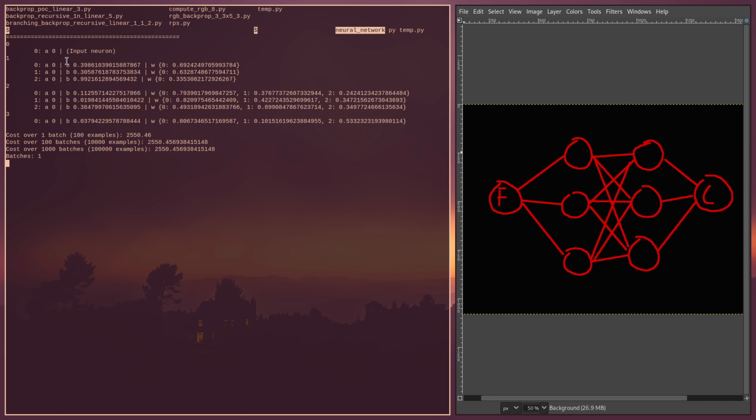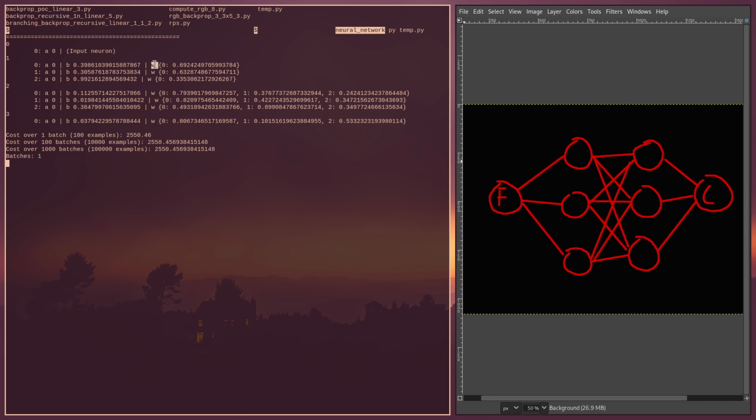But also these have a B, which is the bias. Last time the bias was like another input, but this time I just had each neuron have its own associated bias, which is kept with it. So this neuron up here has a bias of 0.3986 and so on. And for example, this one over here, this would be layer 2, neuron 1. So 2 and 1 right here, its bias would be this 0.019 and so on number.